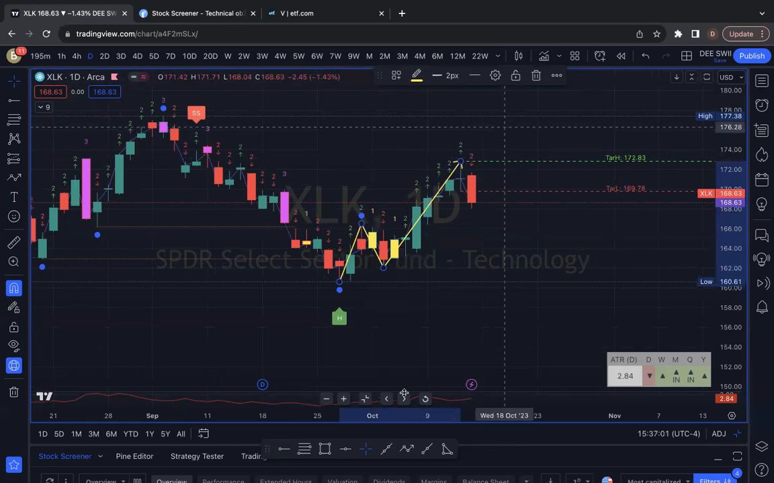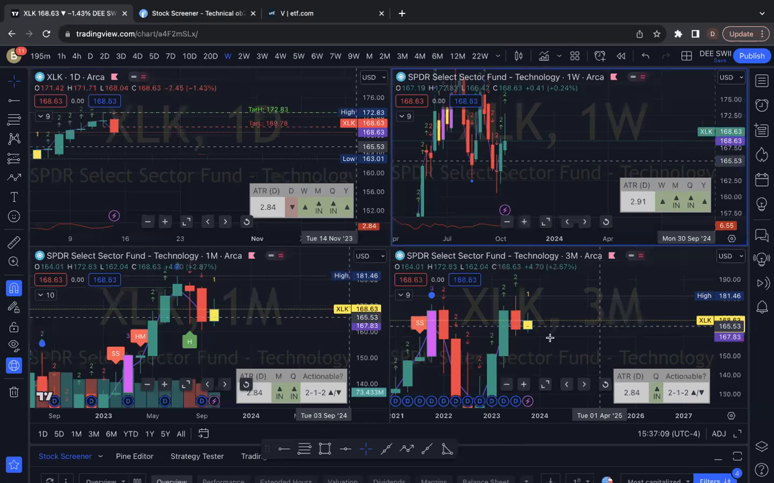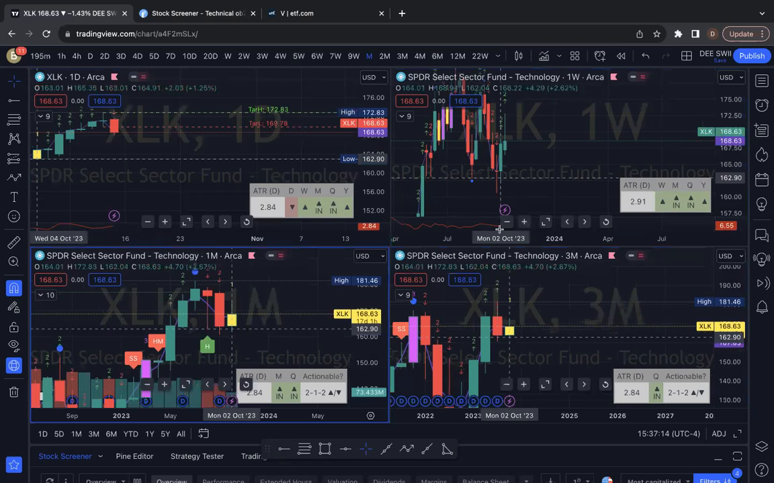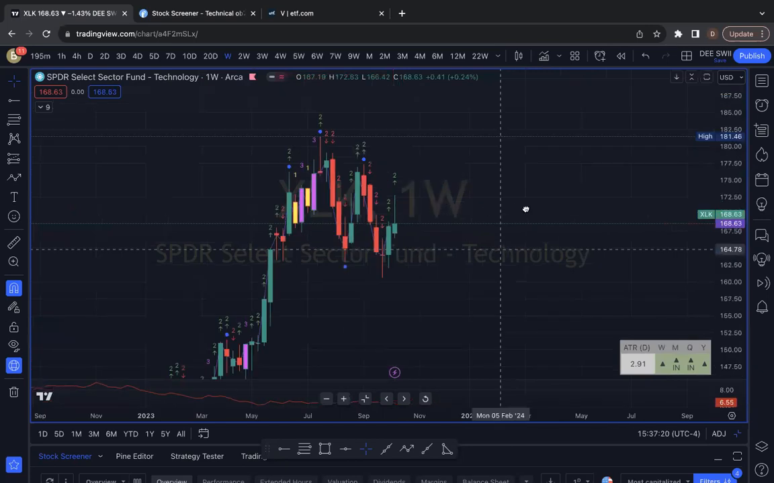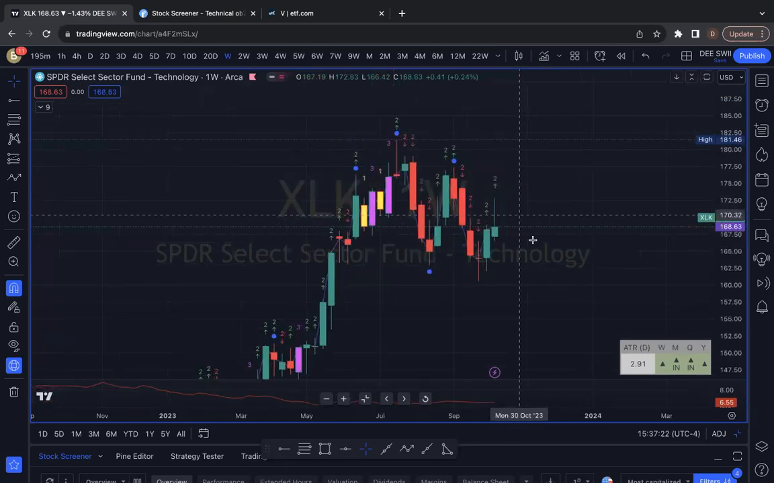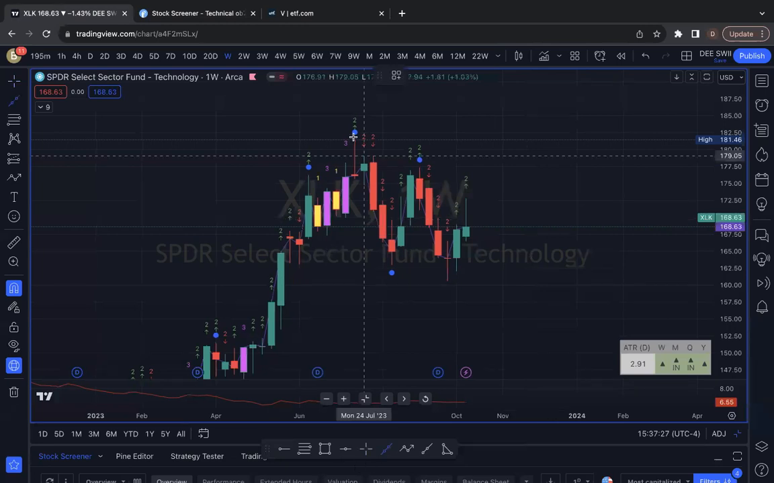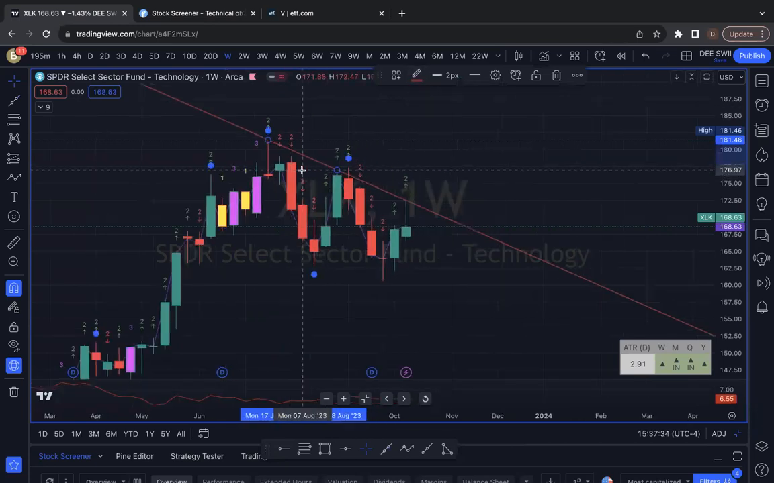You could be correct, but you have to look at the higher time frames. What are the higher time frames telling you? Okay, on the quarter, we're still inside quarter. On a month, we're still inside month. On the week, we formed a shooter candle. Okay, and on the weekly time frame, we are also in a downtrend. Change that red. So on the weekly, we are in a downtrend.